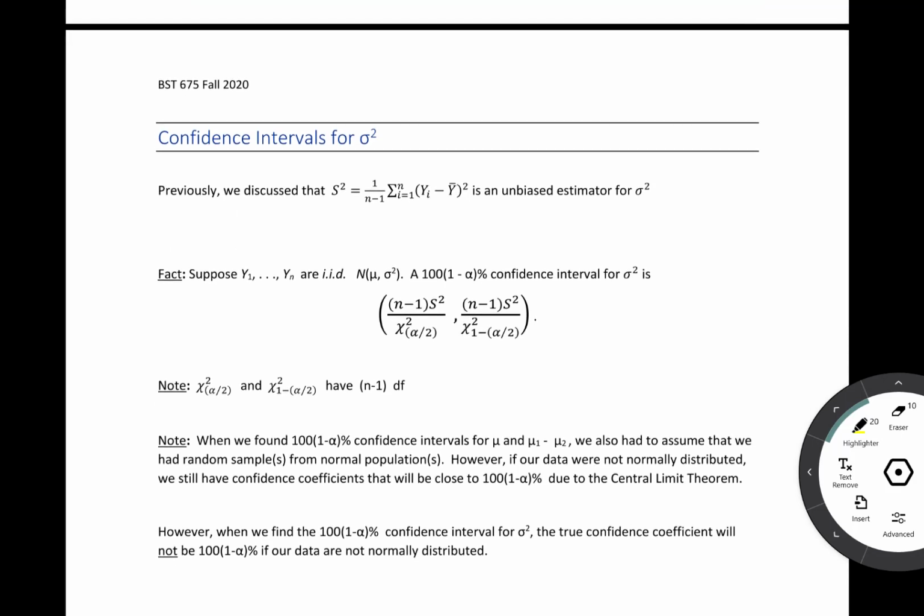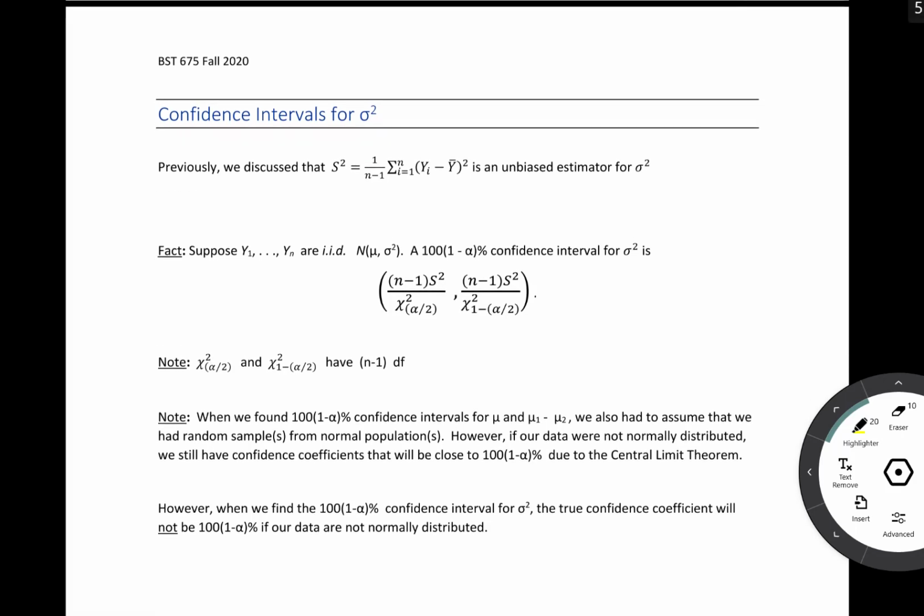All right, so the last thing we're going to look at here is confidence intervals for sigma squared. So again, previously we talked about how the sample standard deviation or sample variance is an unbiased estimator of the population variance. So here, I'm just going to go ahead and give you what that confidence interval is. One thing to note, this confidence interval is going to use a different distribution than the confidence intervals we've looked at previously. This is actually going to involve a chi-square distribution.